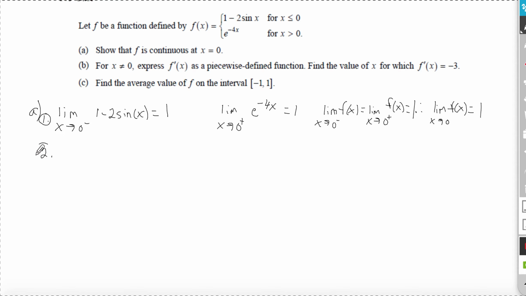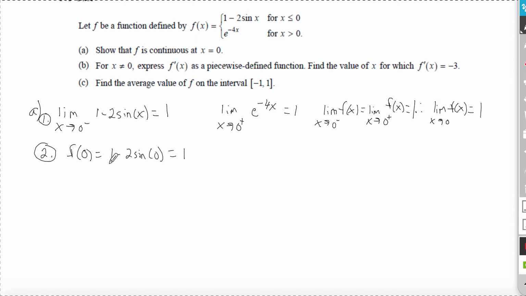The second criteria we need to check is that there is a point there, so we need to make sure that f of 0 exists. When x is 0, we use this top branch of the function. When x is 0, that'd be 1 minus 2 sine of 0, which will give us 1. So f of 0 is 1, okay?